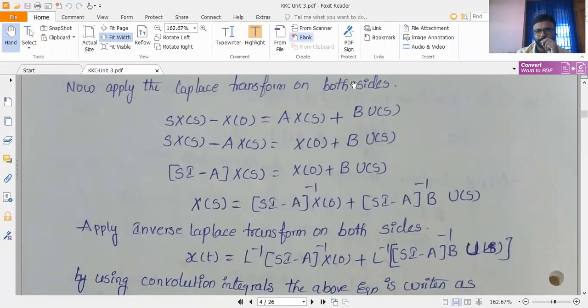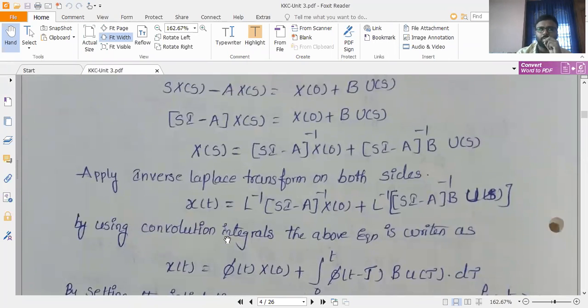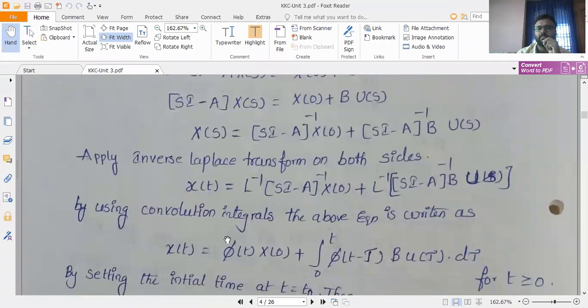Okay, so this is the equation we are going to obtain. That is nothing but the solution for the non-homogeneous state equation. But by applying the convolution integral property, we are going to rewrite this equation as x of t is equal to, what is this one? Laplace inverse of (sI minus A) inverse. It is nothing but the expression for the state transition matrix.